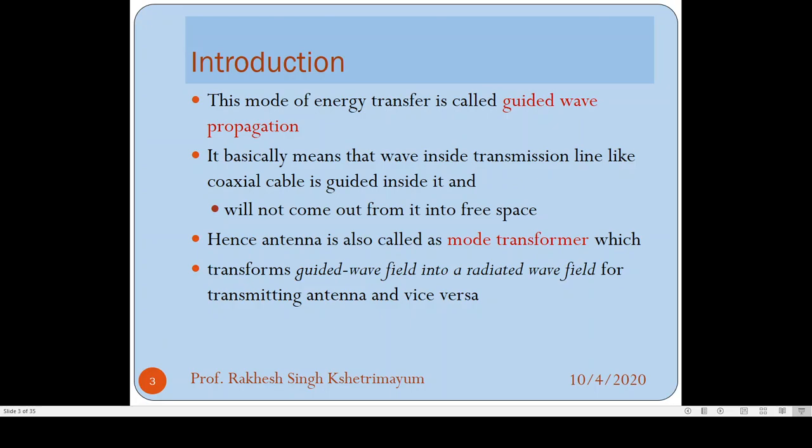So now the fields which were propagating inside the coaxial cables are called guided wave. So basically these fields are guided inside a guided wave structure. That's why it's called guided wave propagation. So now as soon as this guided wave reaches the antenna, it will be radiated into free space. So in a way, we can call antenna a mode converter or mode transformer, in which you convert the guided wave field into radiated wave.